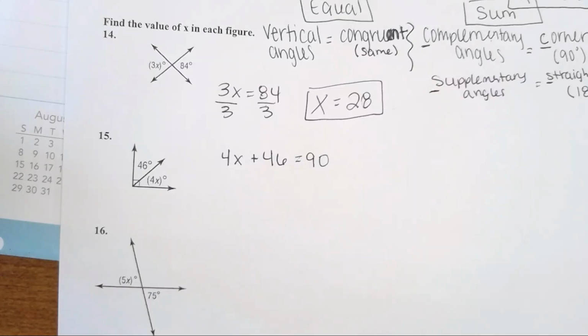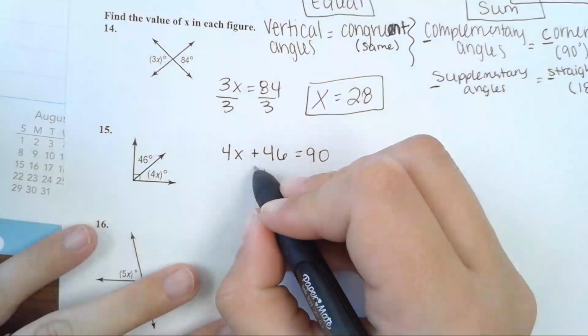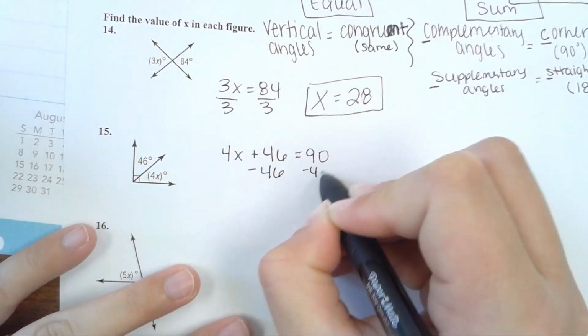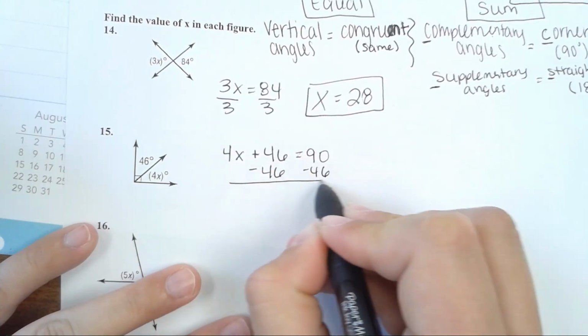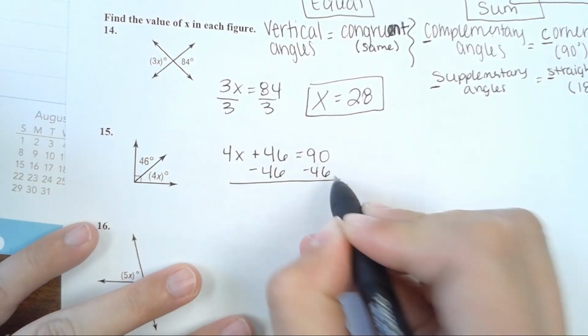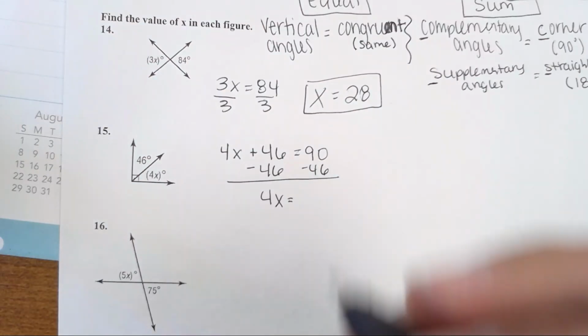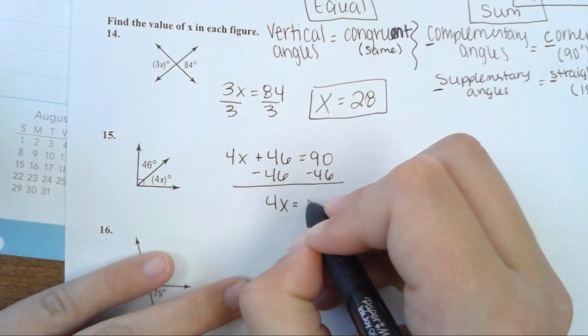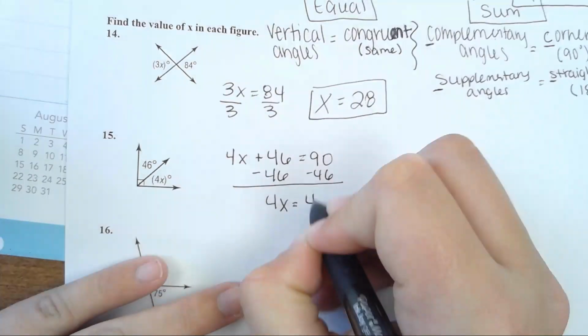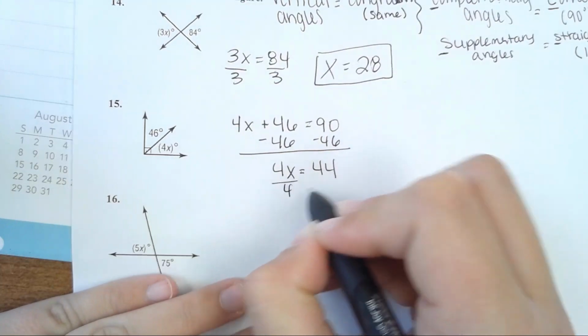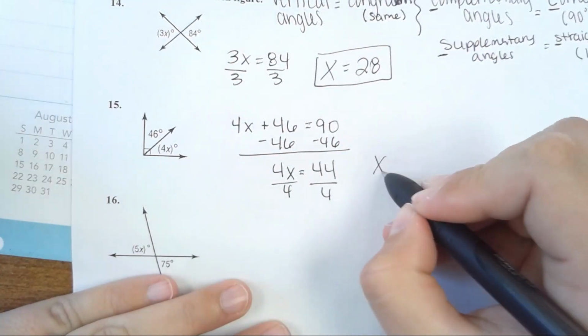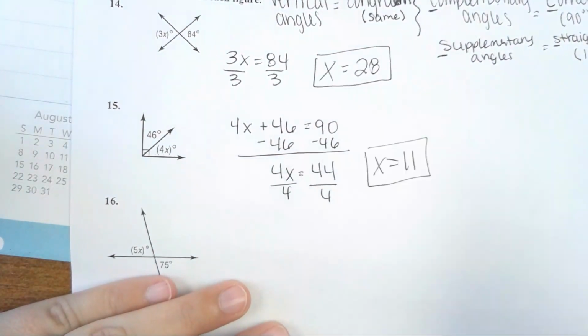Once you have it set up, just solve it. First step is subtracting 46 from both sides. We get 4x equals 44. And then our last step is to divide by that 4 on both sides, and we're going to get x is equal to 11.